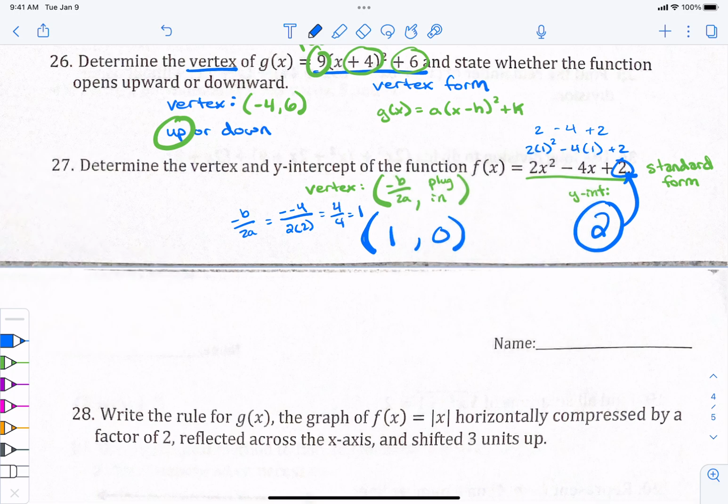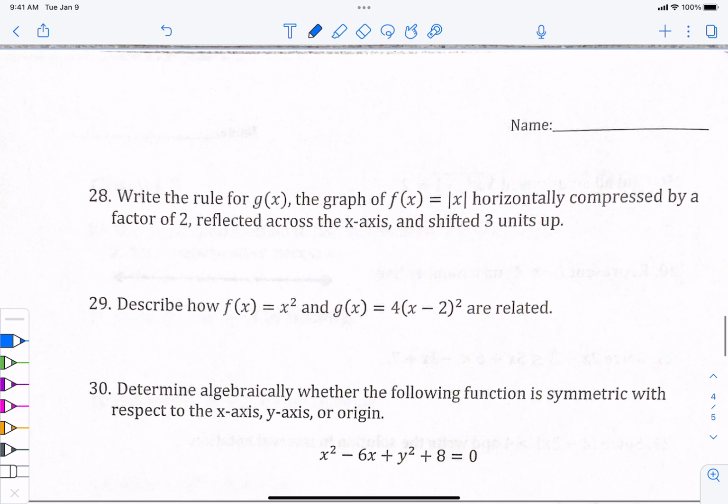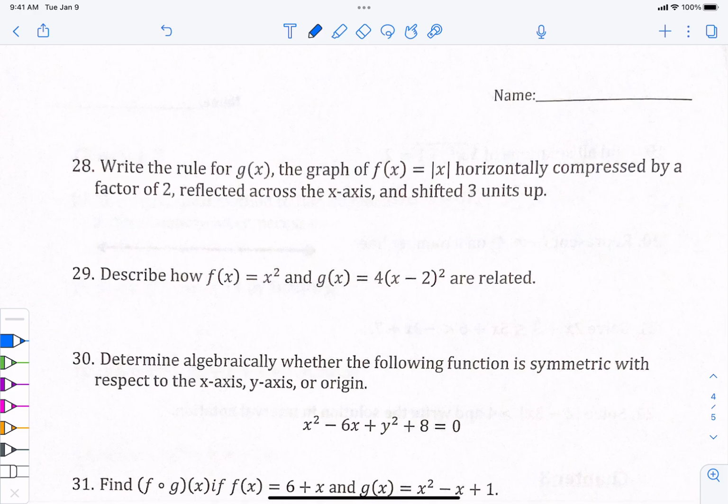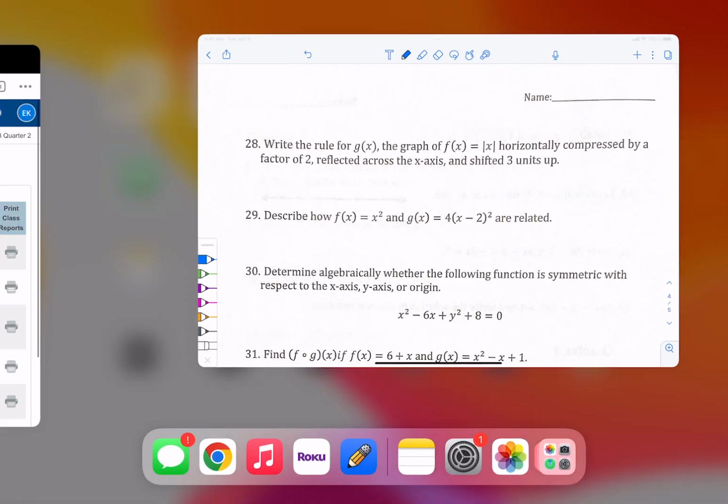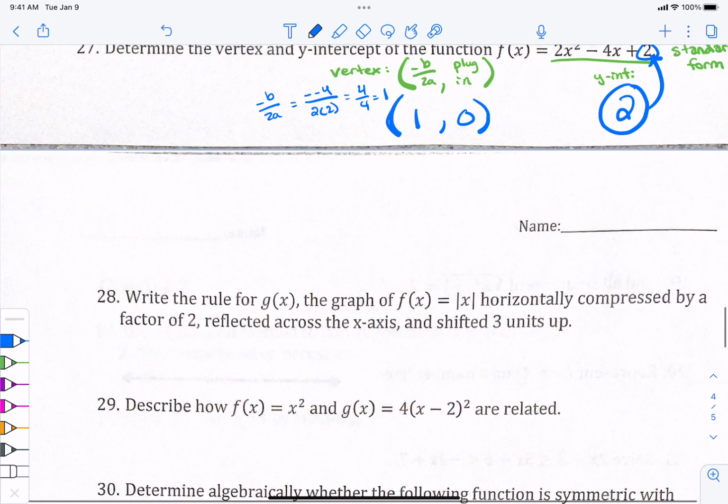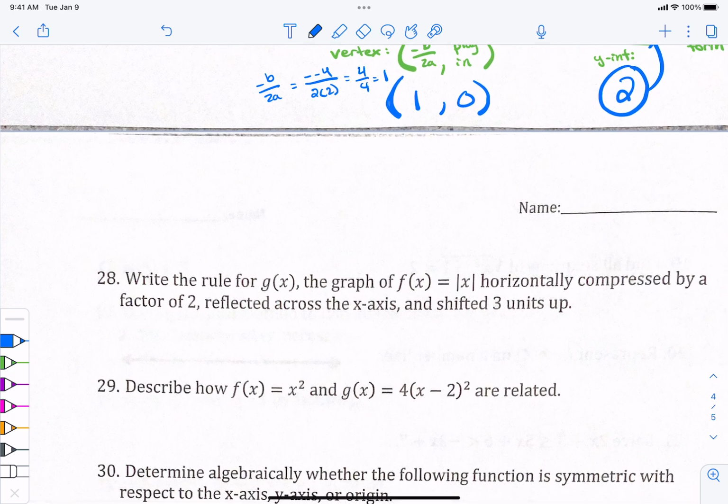Alright. Moving on to the backside. Okay. Are you ready to write a lot? Okay.